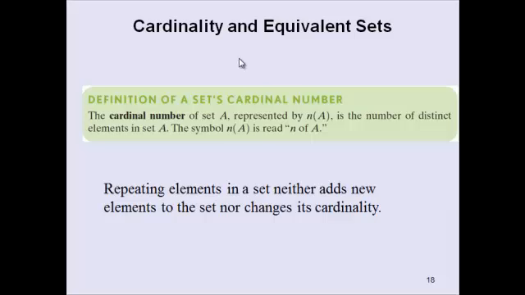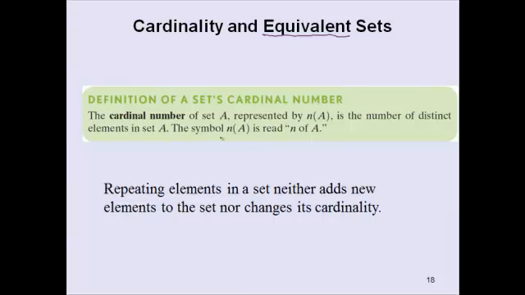Cardinality and equivalent sets. Now please be very careful. We use equivalent sets to mean something very specific in this section, okay? Definitions are just so important, so pay attention to them. The cardinal number of a set A, represented by n of A, is the number of distinct elements in set A.